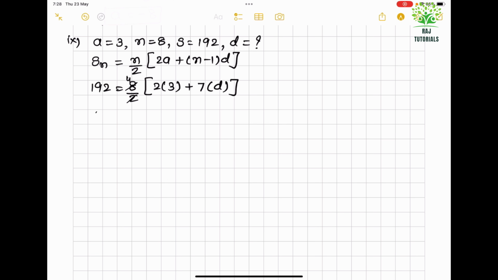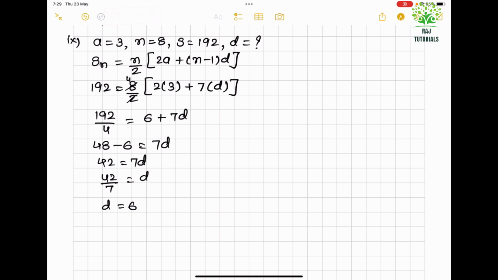So 192 by 4 equal to 6 plus 7d. 48 minus 6 equal to 7d. So 42 equal to 7d. So 42 upon 7 equal to d. So d equal to 6.